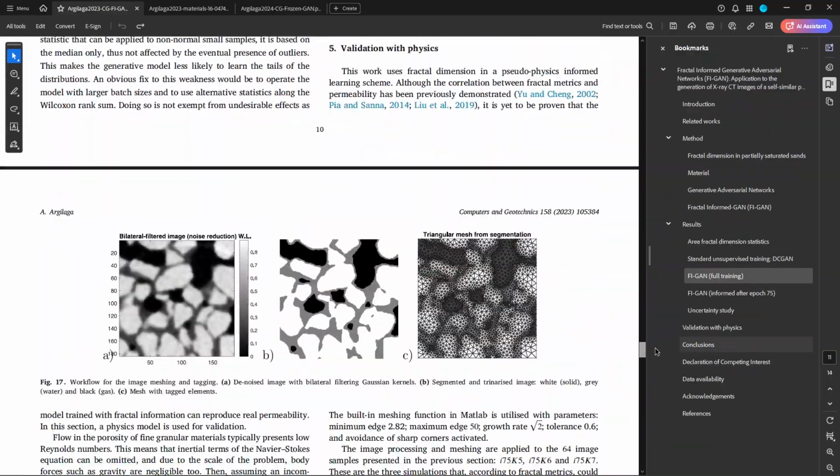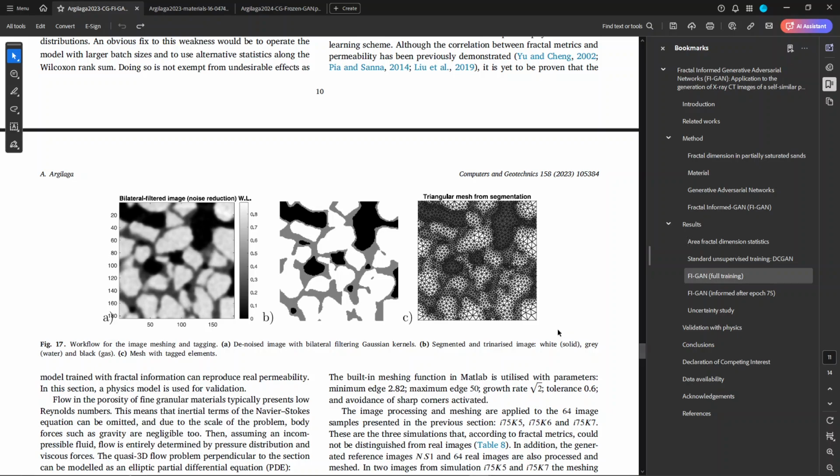The only way to solve this is to run an actual physical problem in which we compute permeability of the synthetic and real images, and we compare those statistically to the real ones. So we can say whether using a surrogate as a physics-informed module in generative adversarial networks serves to produce a physically meaningful image of a partially saturated sand.